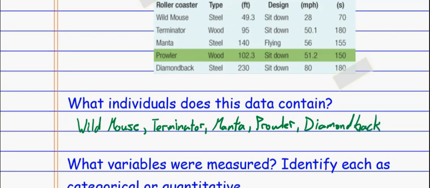Okay, those are the individuals being studied. Just like when I was looking at that first example, we were talking about how the different school districts would be the individuals. So the individuals are what we are studying. We are studying roller coasters.